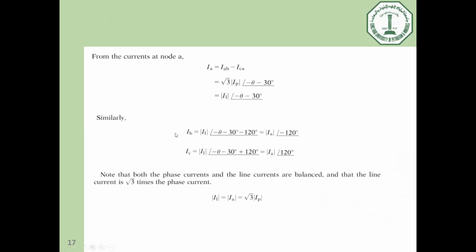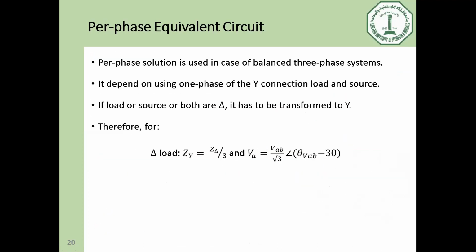So returning back again to the per unit. For per unit, it's better to convert from delta to star by getting Z star equal to Z delta divided by 3 and converting the supply from line to phase, which is calculated by VAB, which is V line, divided by square root of 3 and subtract 30 degrees from the line voltage angle. Okay, so these are the steps in solving in per phase equivalent circuit.